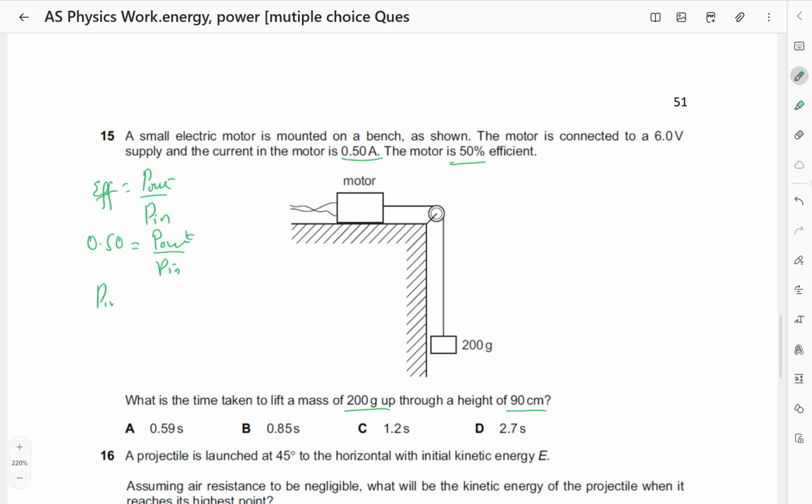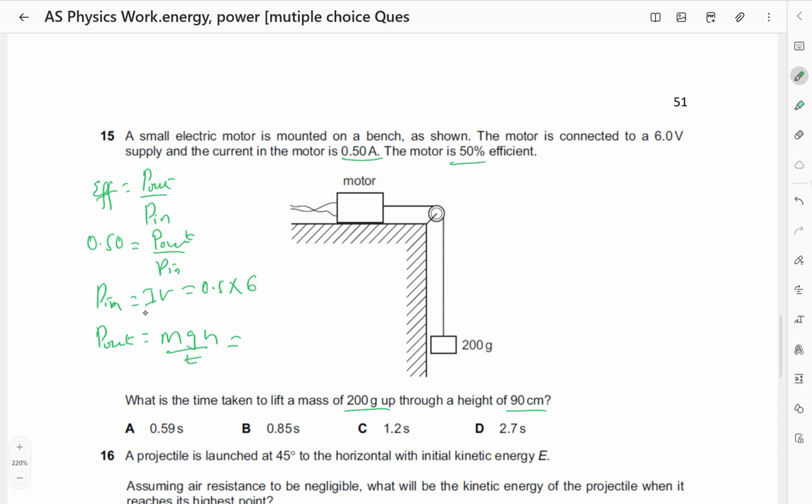The power input is going to be I times V, which is 0.5 times 6. That is the power input. And then the power output is going to be lifting this mass, so it will be doing work against gravity, so that is mgh divided by t. That is going to be the power output.